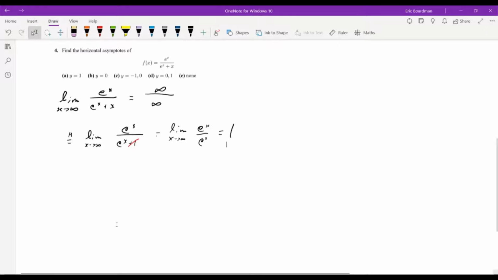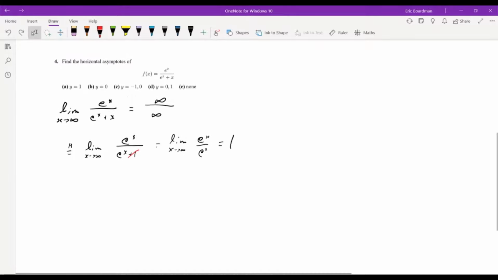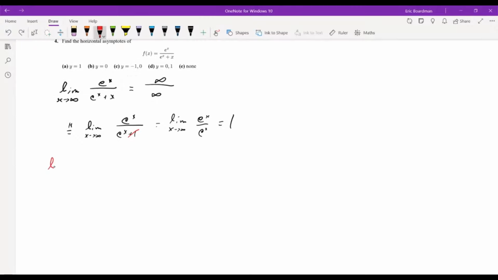And what I said here about how 1 vanishes as it goes to infinity, you could have applied that rule up here with the e to the x plus x as well, because x grows a lot slower than e to the x does. So you could have just noticed that and saw that this is effectively the limit as x approaches infinity of e to the x over e to the x, and saw that it's just 1. So that's the first horizontal asymptote.